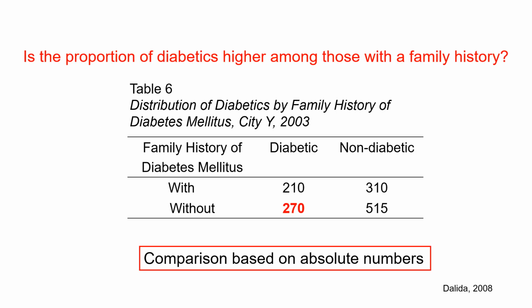Let us take a look at this example. A research question is posed on the proportion of diabetics among those with a family history of diabetes, specifically if the proportion is higher. If one's interpretation is based on absolute numbers, the number of diabetics is lower among those with a family history of diabetes. But the question specifies a proportion, and so it cannot be answered if using absolute numbers.